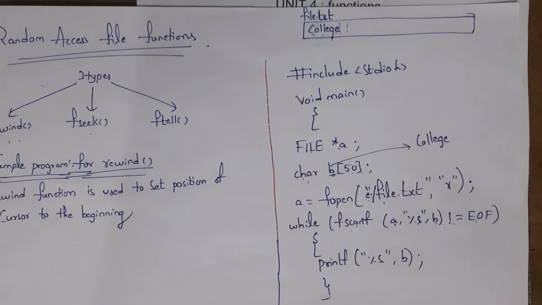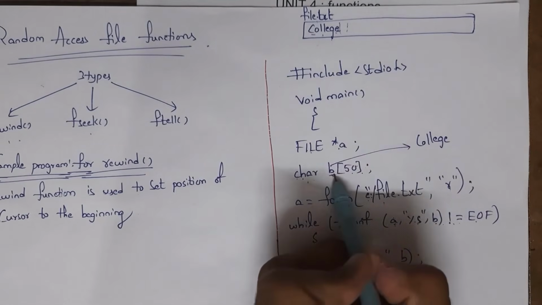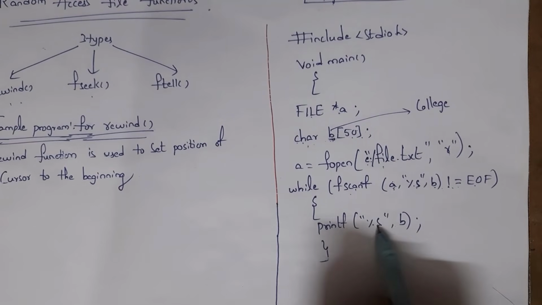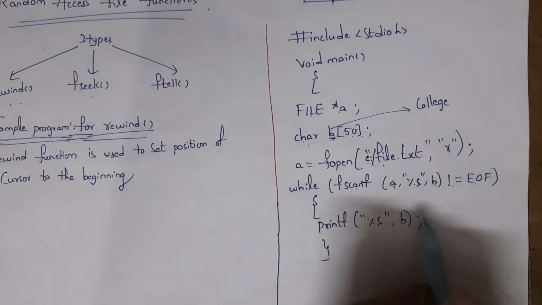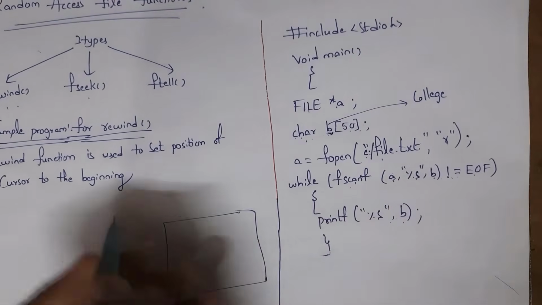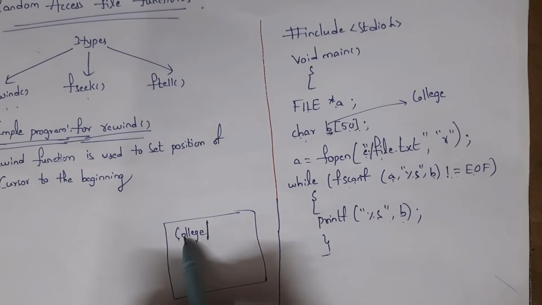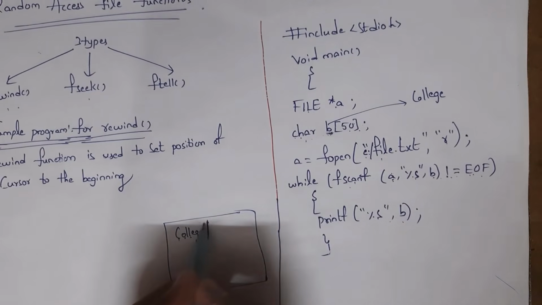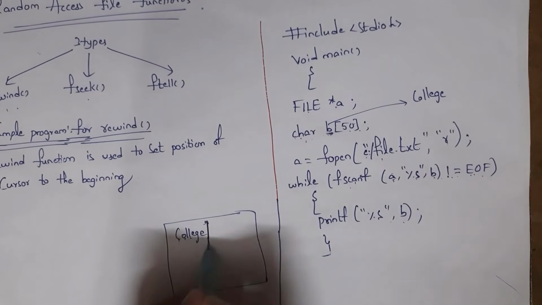Now whatever the data that is present inside my variable B, I want to print this information. For that purpose, I wrote here printf %s comma B. By writing this, I will get output as college. It will print the first character, and then it will print the second character until not equal to end of file. That means until the last character it will print output, and my cursor will be at the last position.